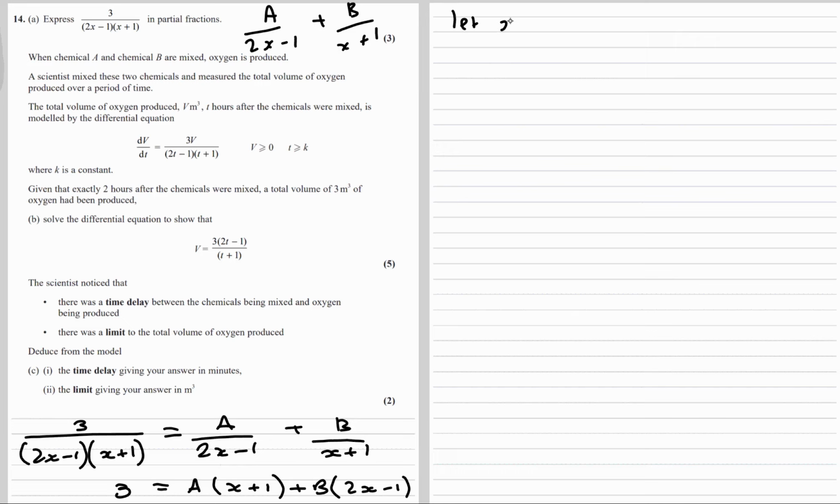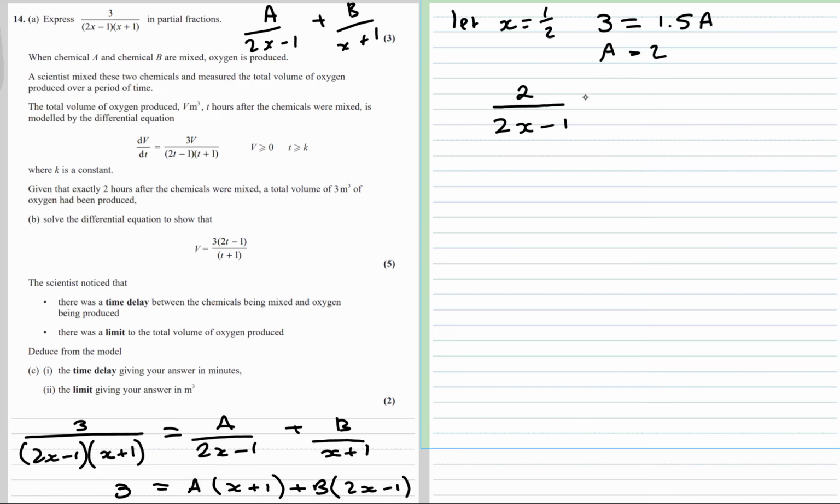So let x equal 1/2. That will leave us with 3 equals A times (1/2 plus 1), 1.5 A's. A must be 2. So A is 2, B is -1. So we have 2 over 2x minus 1 minus 1 over x plus 1.